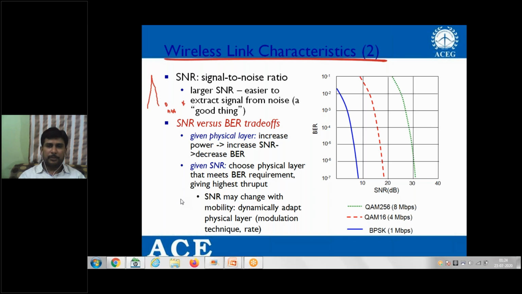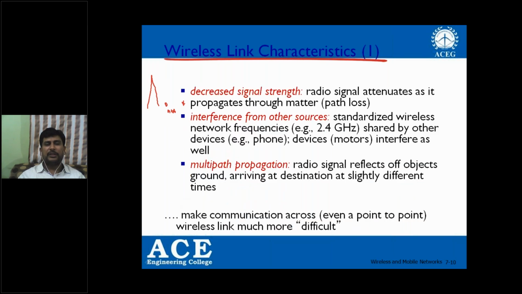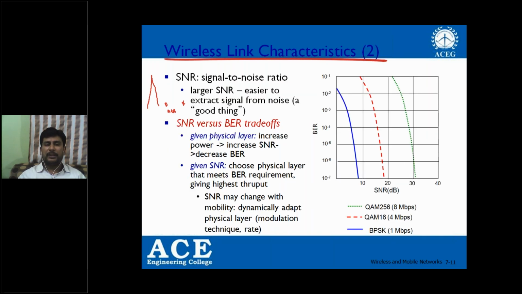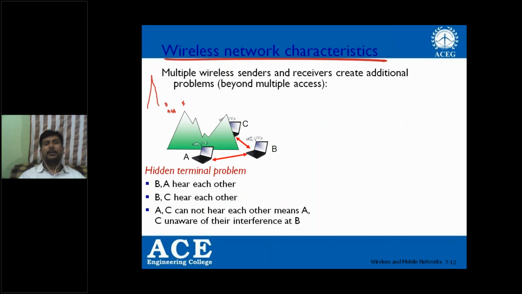After understanding things like multipath propagation, then we try to understand the data rate, the distance transmitted, then interference from other sources and how the signal strength decreases when you move away from the base station. And next, how signal to noise ratio affects the BER, and at the same time how BER is affected for different modulation schemes, right? Now, the next thing we would like to talk about in the characteristics is two interesting scenarios called hidden terminal problem and interference.